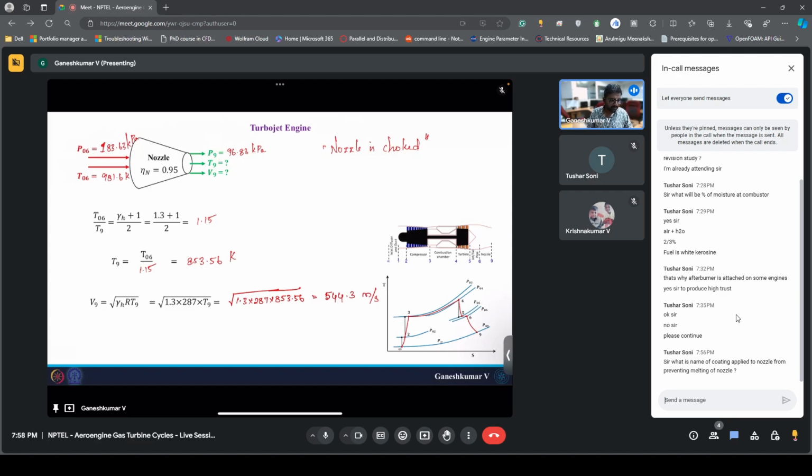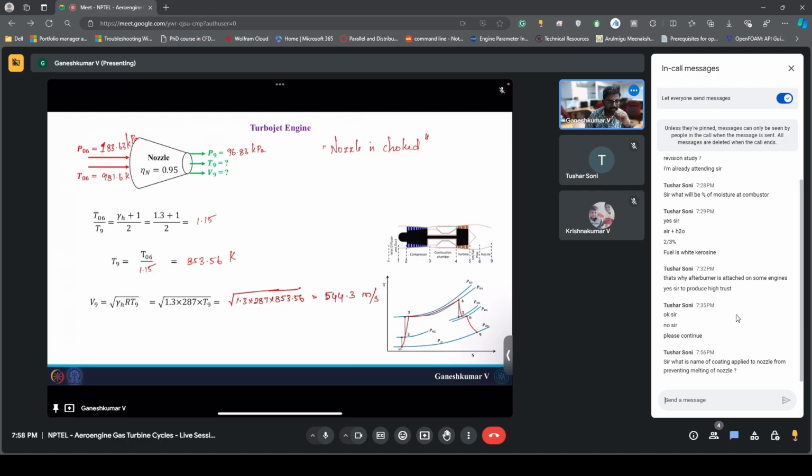Okay, we have a question here: what is the name of the coating applied to the nozzle to prevent melting of the nozzle? Good question. In rockets it's simpler. It's complicated in terms of construction, but in rockets we have cryogenic fuels, so we send the fuels to cool down the nozzle.